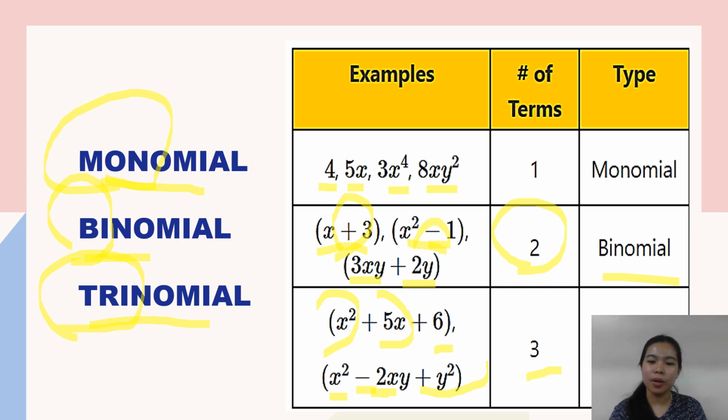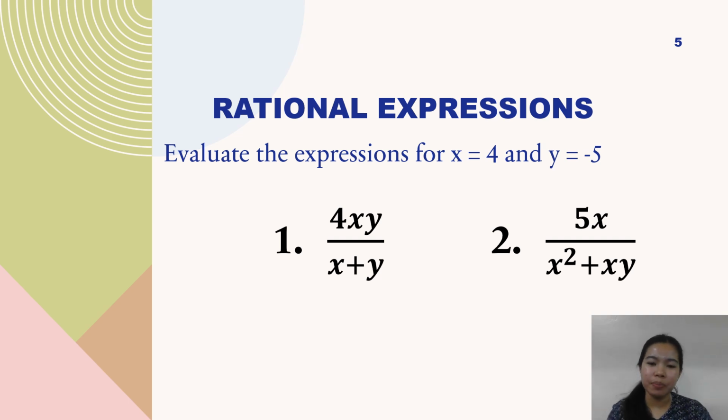Okay, that's just an overview on the types of polynomials with regards to their number of terms. Let's proceed with an example on evaluating the expressions for x equals 4 and y equals negative 5. So here are the two examples. 4xy, which is only one term, over x plus y, which has two terms. Second, you have 5x over x squared plus xy.